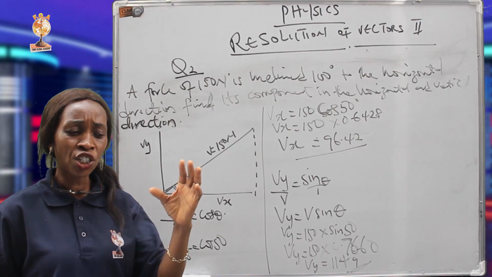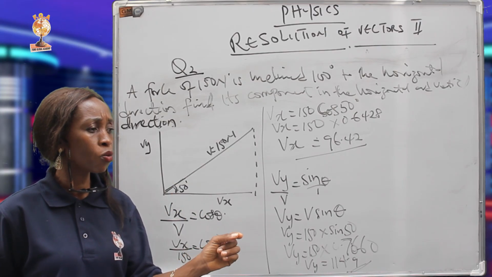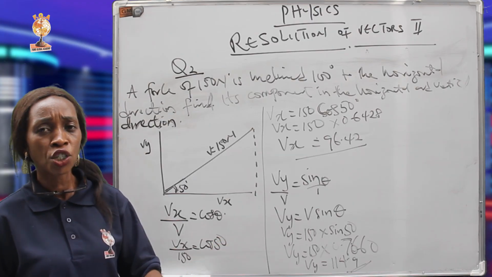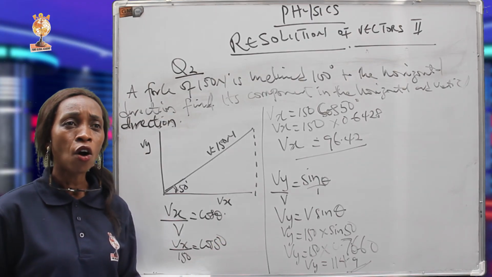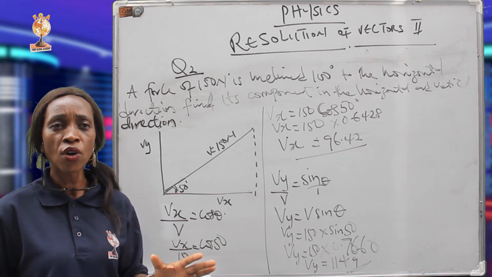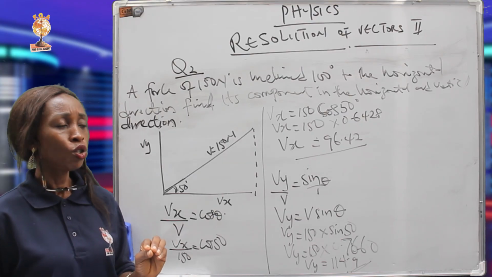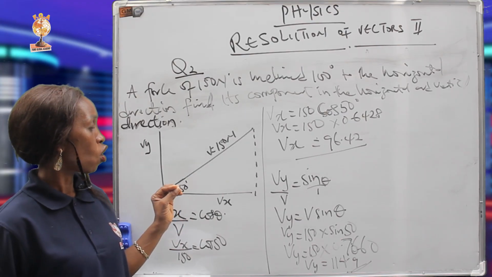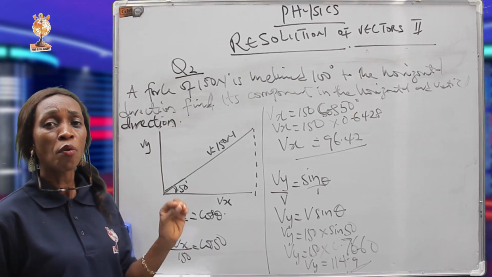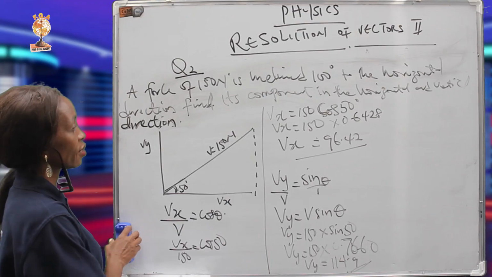So you sit down and check, where did I go wrong? Is it the calculation? Is it the multiplication? Is it the sine or the cosine? Did I make a mistake there? You check through to know where you have missed it. Originally, your components, either x or y, should not be higher than your resultant. Okay, so let's continue.